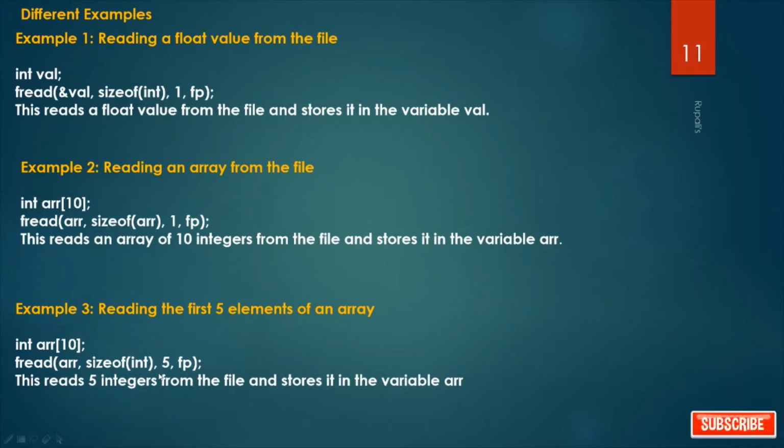Then how many elements do you want to write from the array? Sorry, you want to read from the array. It is 5, so you have to write 5 here. Then fp points to the file from which we want to read. Then this reads 5 integers from the file and stores them in the variable ARR.